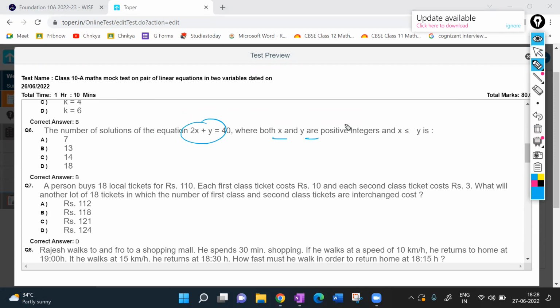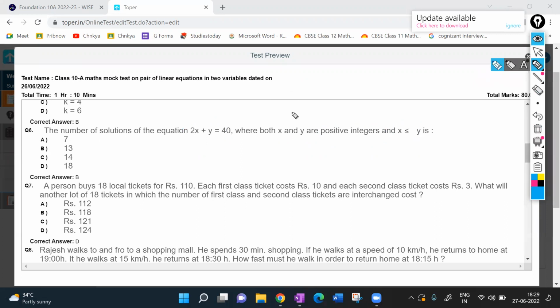Okay, next: the number of solutions of this equation where both x and y are positive integers and x is less than or equal to y. How many of you solved this question, guys? Sir, I have obtained this one. How do you solve this? You guys do not know inequalities, right? Inequalities are very simple.